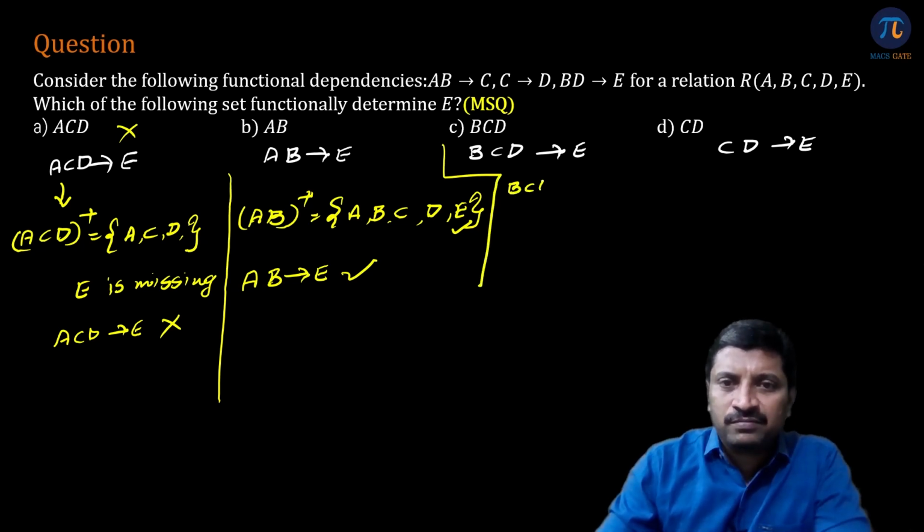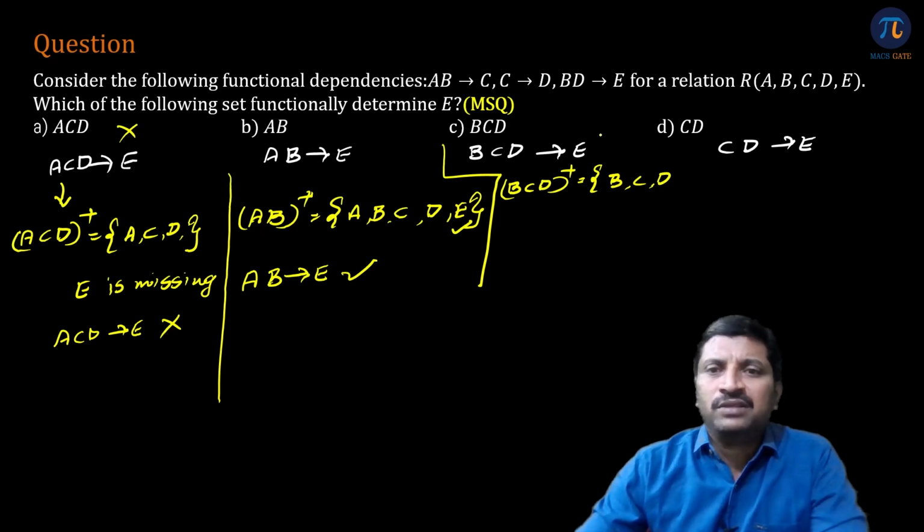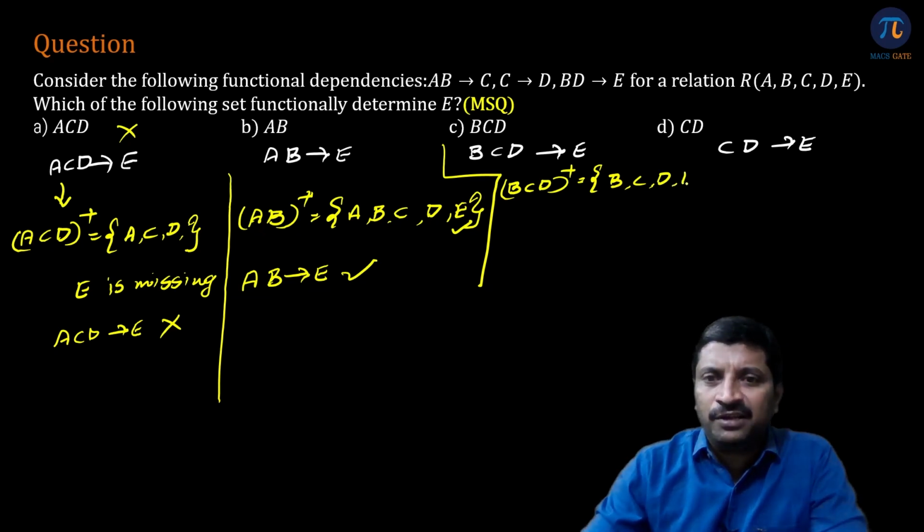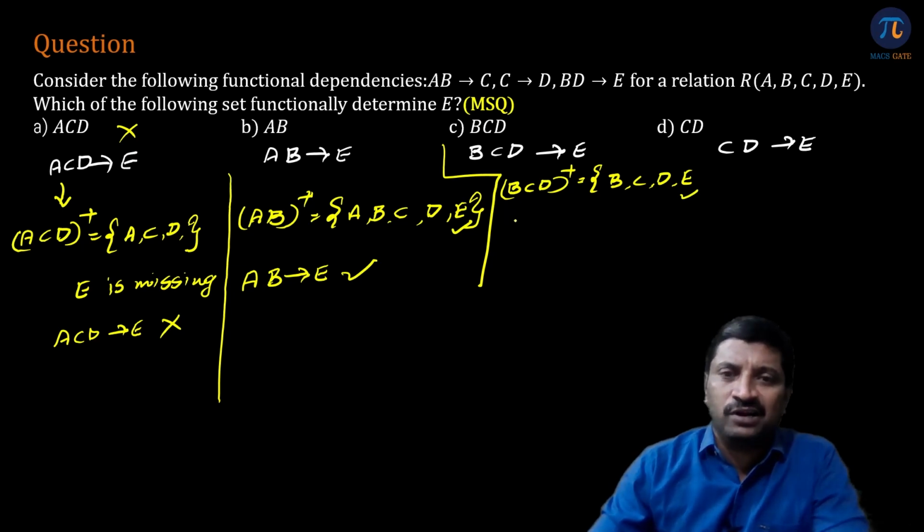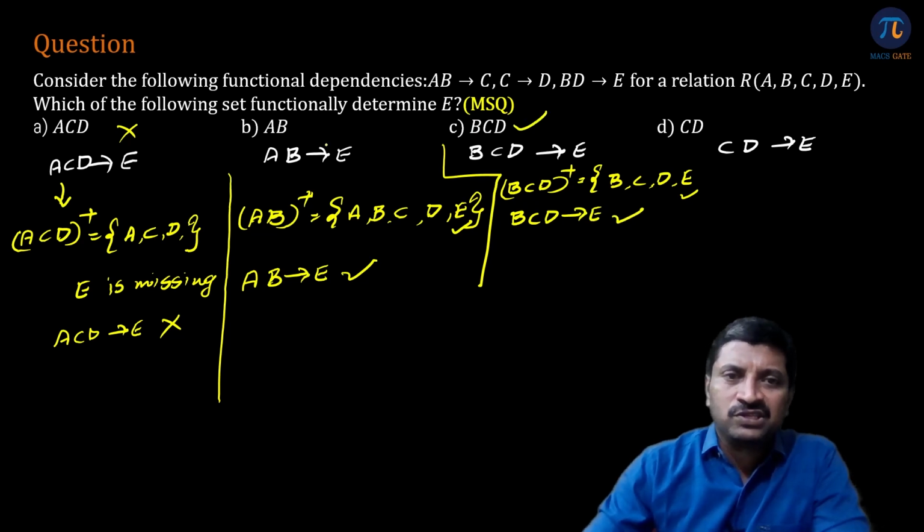What about the next one, sir? Closure of BCD plus. With BCD, we can find BCD. Okay, then with BD, we can find E. So we already got E, sir. We can continue it, but we already got E. So BCD implies E is valid. So this is correct.